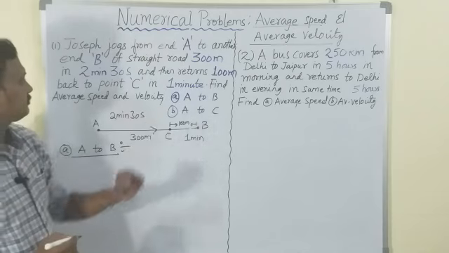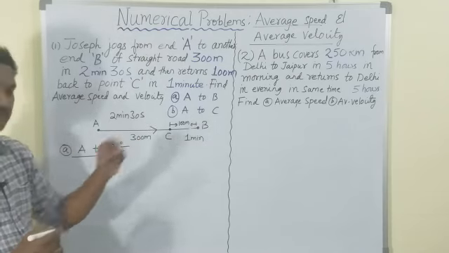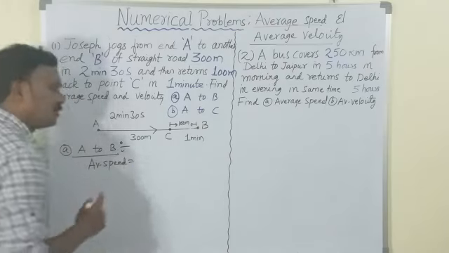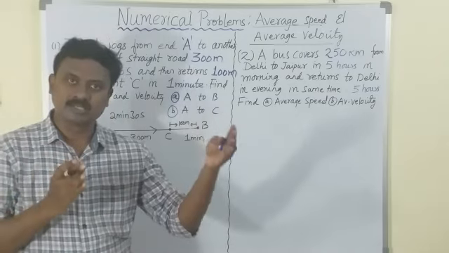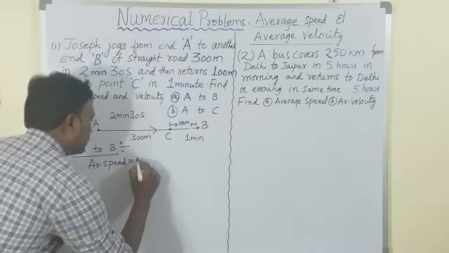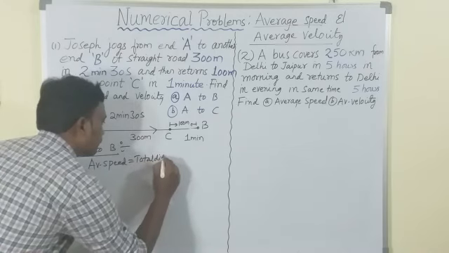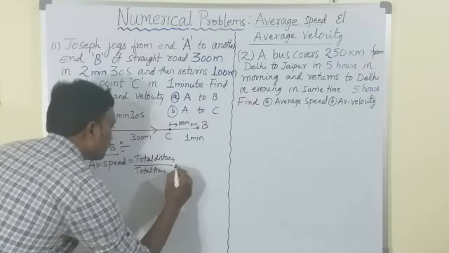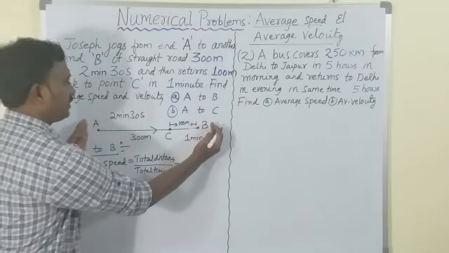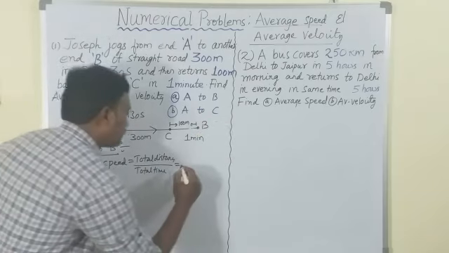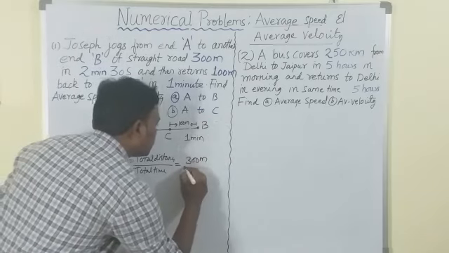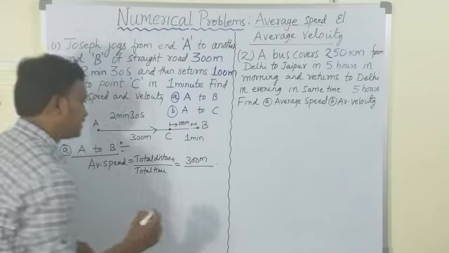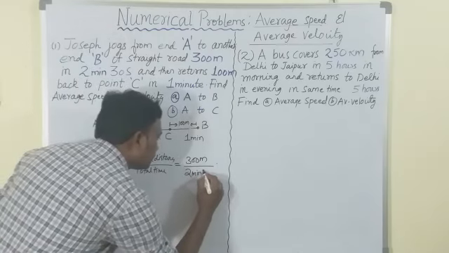Now you have to find average speed and average velocity. The formula for average speed is total distance by total time. So what is the total distance from A to B? We know that it is 300 meters. And what is the time taken from A to B? 2 minutes 30 seconds.